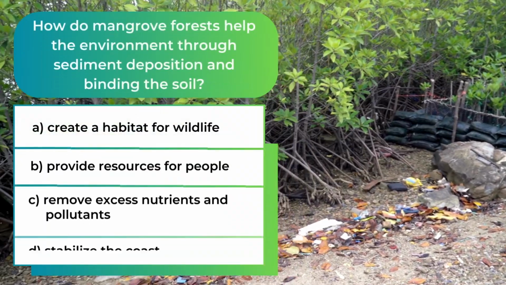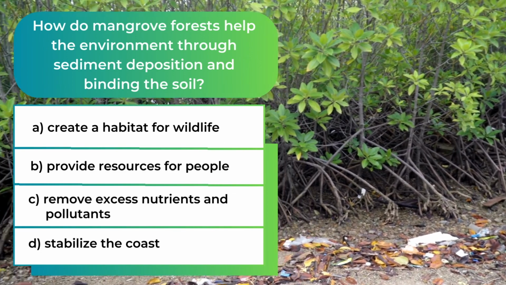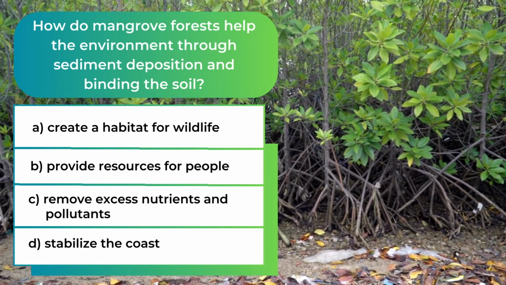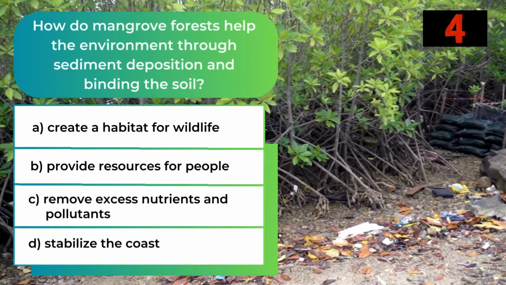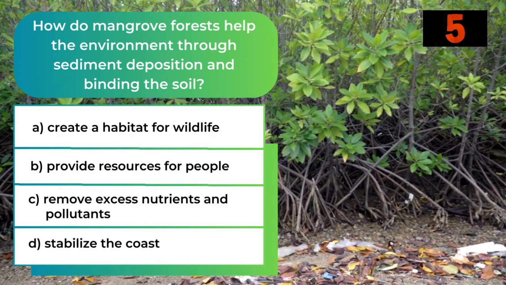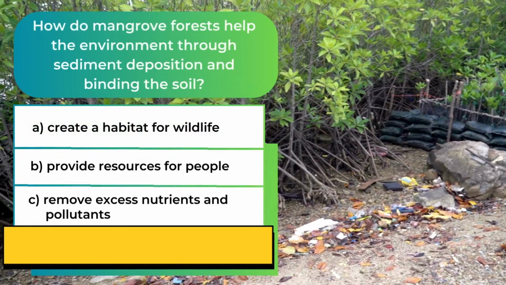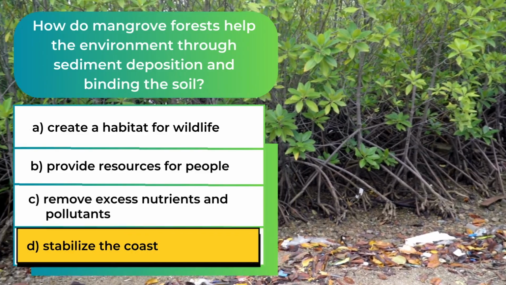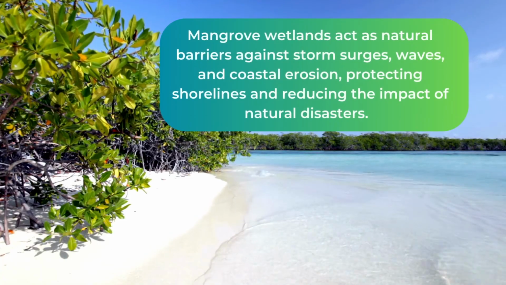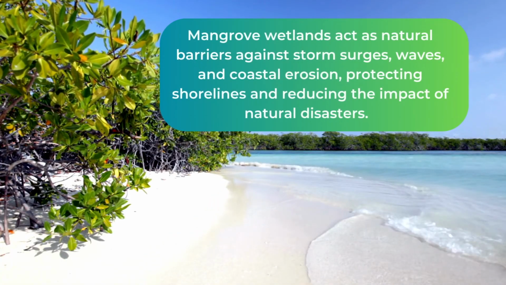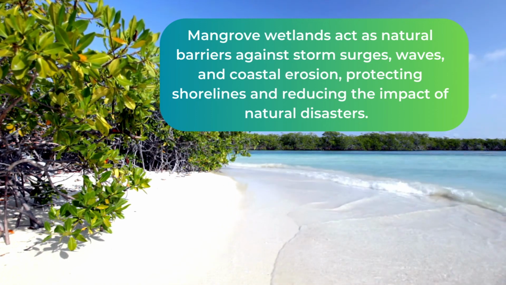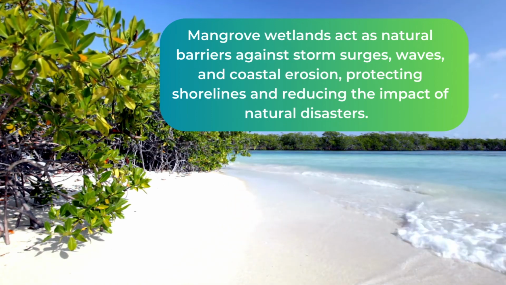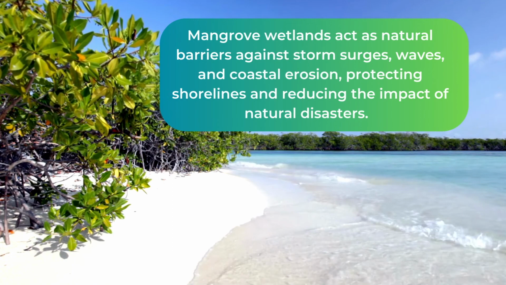How do mangrove forests help the environment through sediment deposition and binding the soil? The answer is D, stabilize the coast. Mangrove wetlands act as natural barriers against storm surges, waves, and coastal erosion, protecting shorelines and reducing the impact of natural disasters.